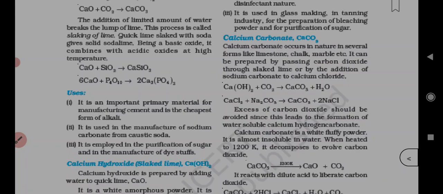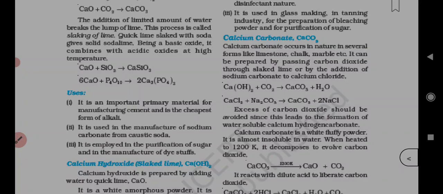So calcium hydroxide is a white amorphous powder. It is sparingly soluble in water, which means it's not that much soluble. The aqueous solution is known as lime water. Because it is in the form of powder, if you take an aqueous solution, this is called lime water. And a suspension of slaked lime in water is known as milk of lime. If you're taking large amounts in water, then it is called milk of lime, which is creamy and white in color. Don't test it.